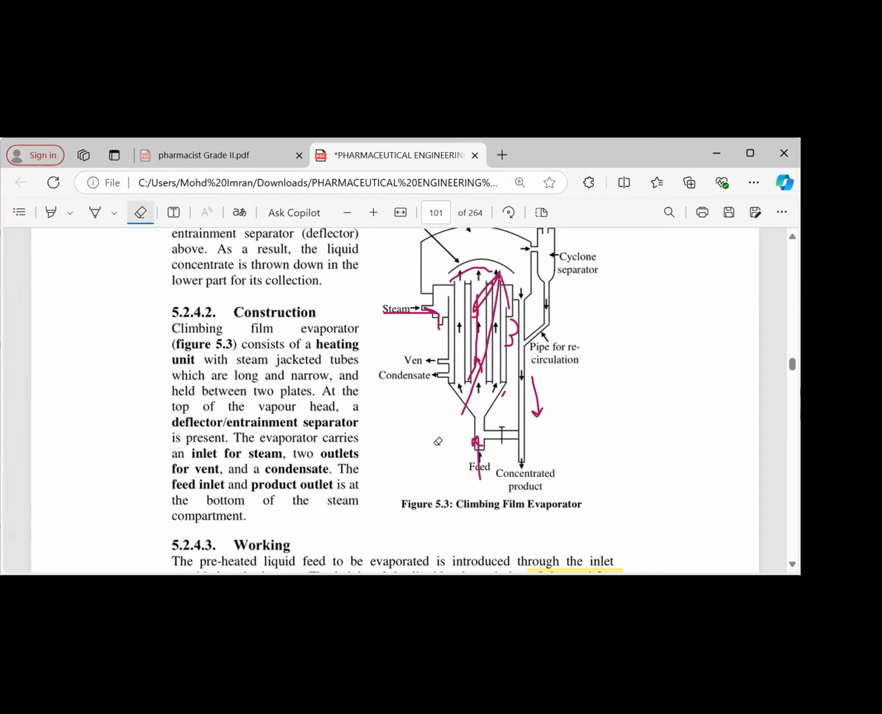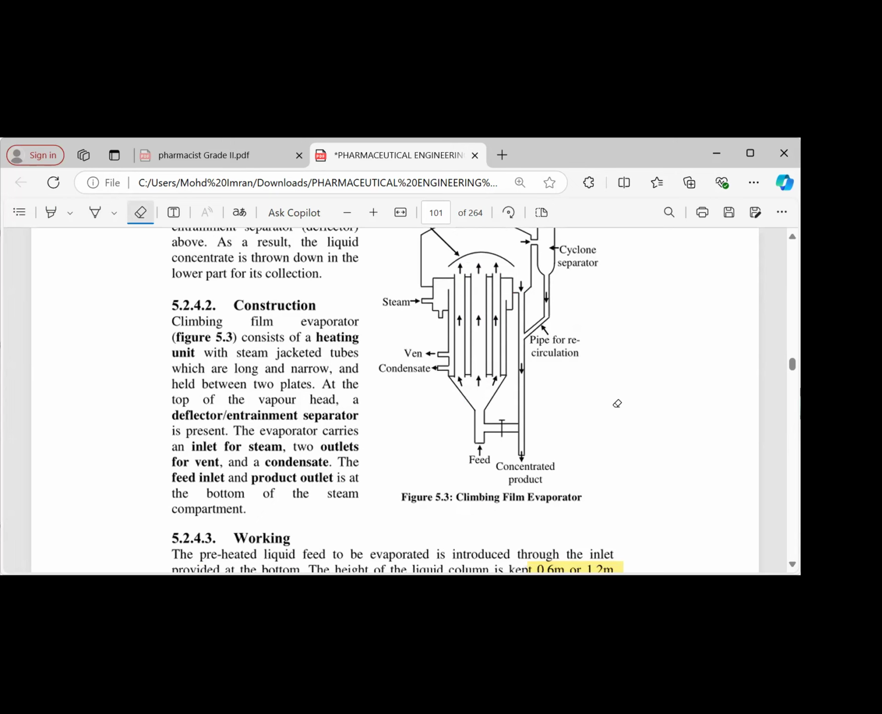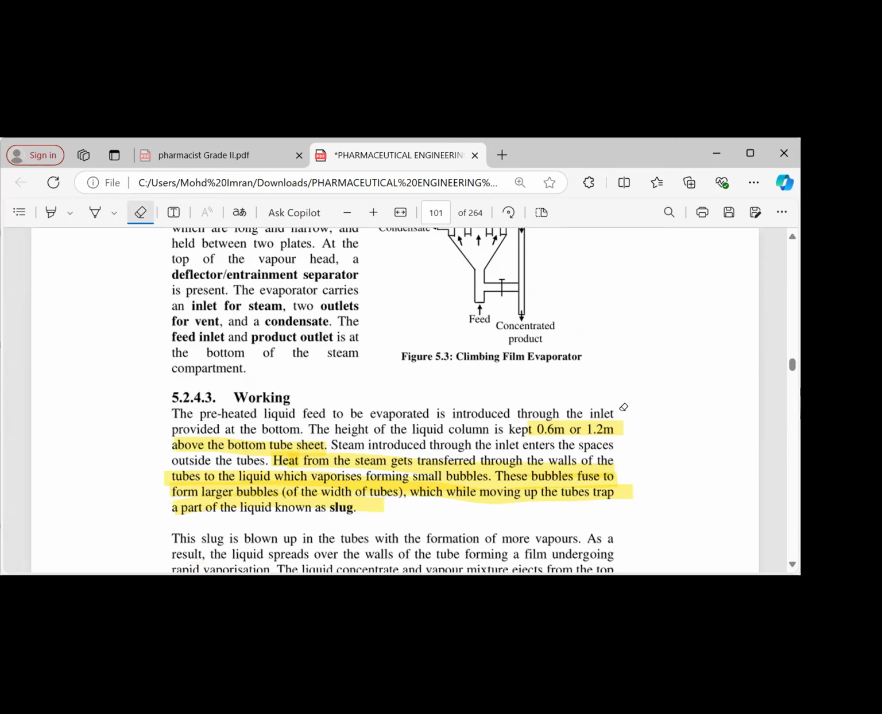Trust me, once go into the kitchen after the class and observe how milk is boiling, then you will understand clearly, sir.